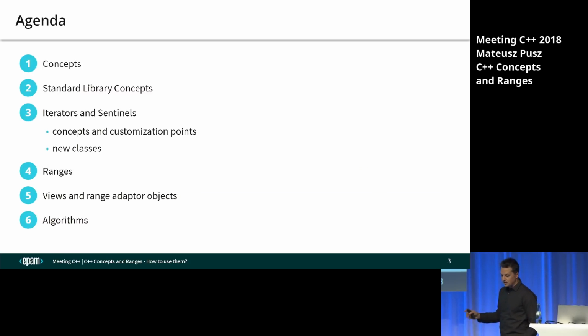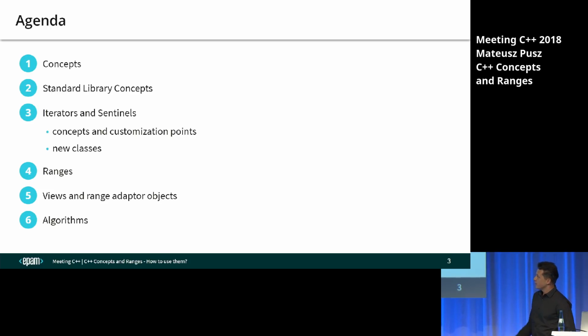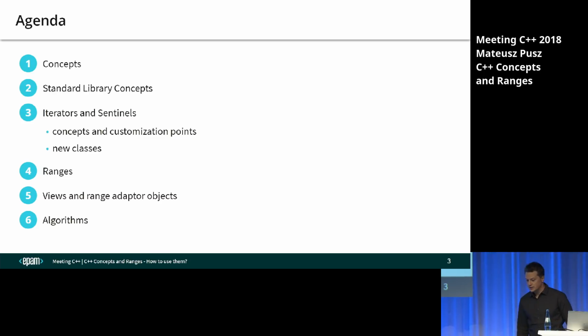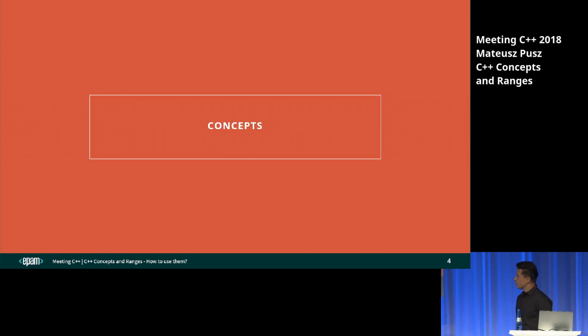Today we'll talk about concepts, how they are specified. We'll see some examples from the standard library. We'll talk about iterators, sentinels, ranges, views and range adapter objects, and algorithms. Let's start with concepts.